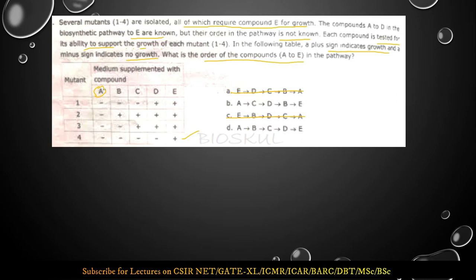See, in B there is growth at only 1 point, but at C the growth is at 2 points, and at D the growth is at 3 points. So what is the correct order? A, no growth, then B, only 1 growth, C, 2 growth, D, growth at 3 points, and E, growth at all 4 points. So the correct order is A, B, C, D, E. So the correct answer for this question is option D.